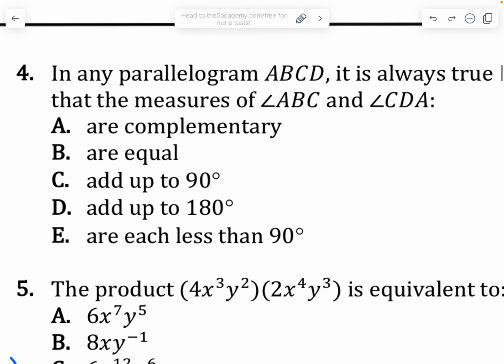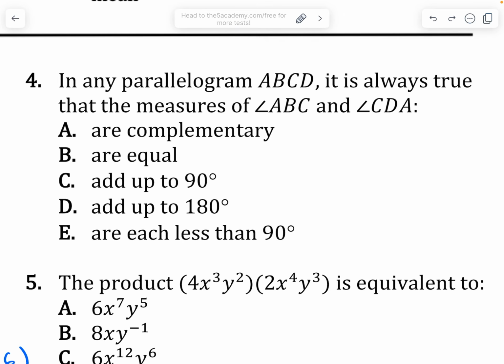All right. Number 4, in any parallelogram ABCD, it is always true that the measures of ABC and CDA are what? Okay, so it says in any parallelogram. So let's just draw a parallelogram. If you know what a parallelogram is, it's really any four-sided shape where, for example, like a rectangle, the opposite sides are parallel to each other. So these are parallel and they're the same length. These are parallel and they're the same length. So for example, a square would also be a parallelogram. A rectangle, any rectangle is a parallelogram.